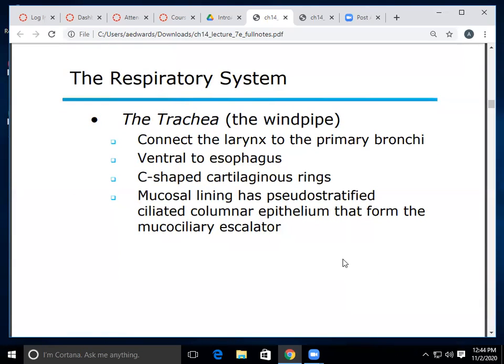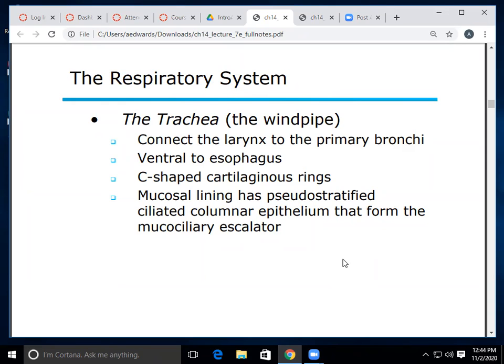Okay, your trachea, it's also known as your windpipe. And it connects the larynx to your bronchi. It's ventral to the esophagus, so more toward the front of the body or anterior. It has C-shaped cartilaginous rings on it. And it has a mucosal lining on the inside, so there's lining with mucus on it. And it has epithelium on there on the inside.